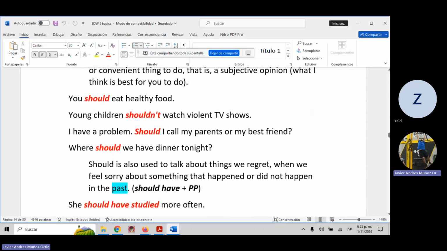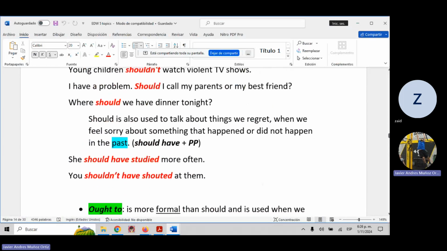Additionally, should, and this is not related to the evidence, but it's important to mention, is also used to talk about things we regret. I mean, something that happened in the past, maybe made by us, maybe by somebody else, that cannot be changed because we cannot go back to the past. We don't have a time machine. So sorry. And the structure for this situation is should have and the past participle of the verb.